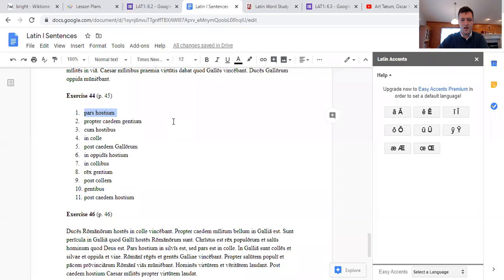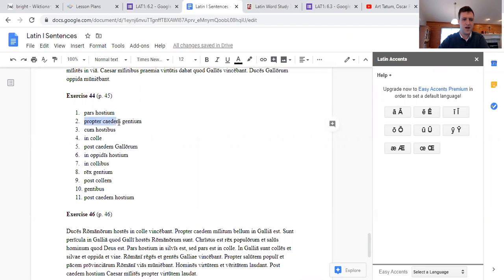So exercise 44, these are phrases and or prepositional phrases. So pars hostium, this is going to be a part of the enemies, and pars is nominative. Now this hostium, this genitive, is a special kind of genitive we call a partitive genitive. So it's anytime you have a part of some large group, or 3 of my friends, or most of the women, something like that. Partitive genitive, so a part of the enemies.